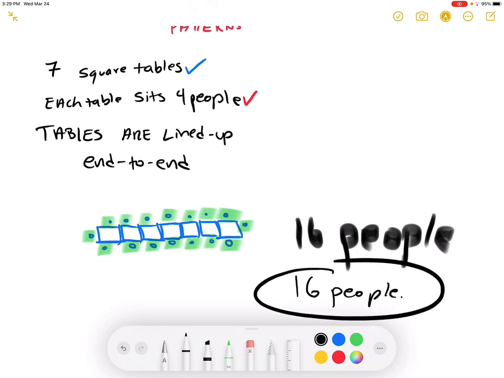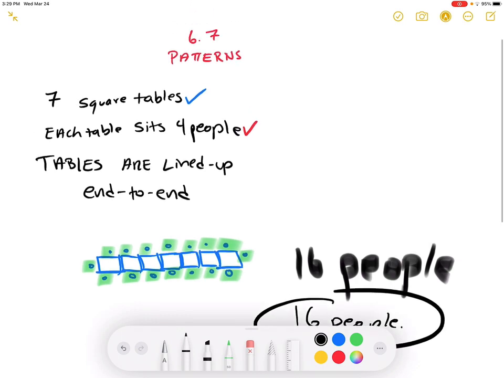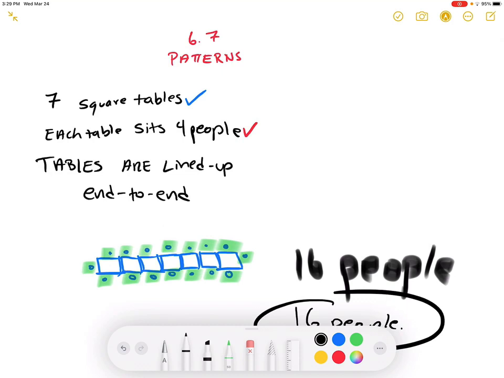And that's it. That's all we have to do to recognize patterns: draw a diagram, then satisfy each of the requirements, and then you're done.